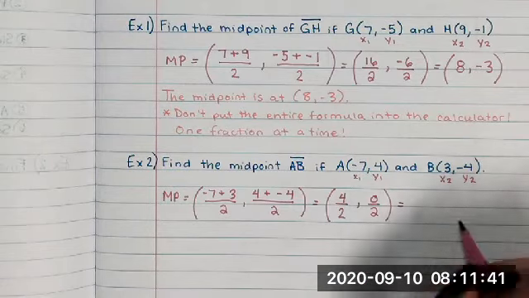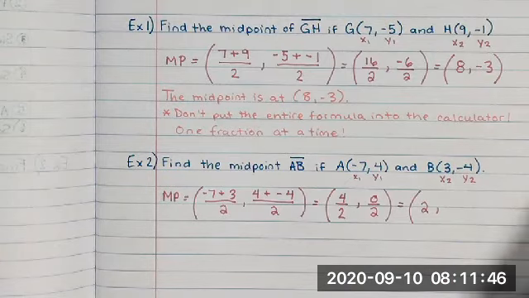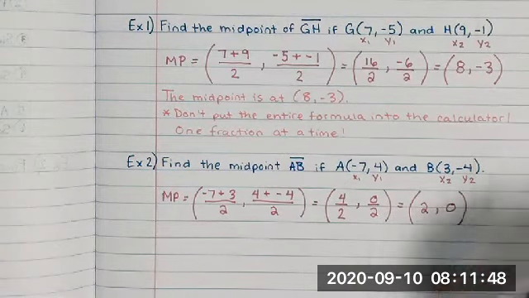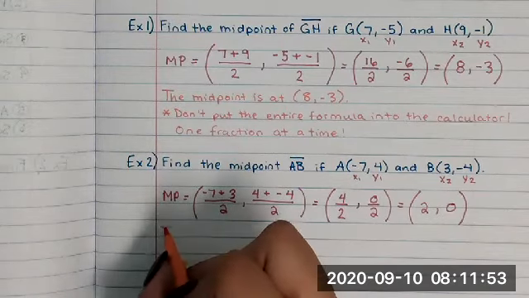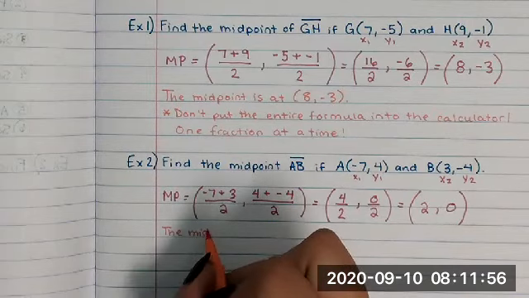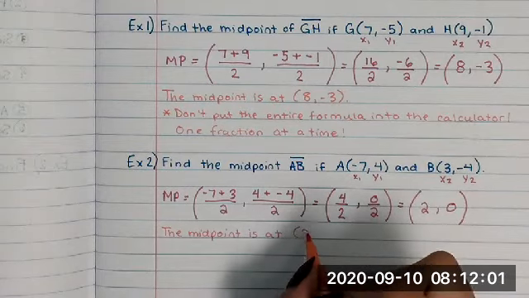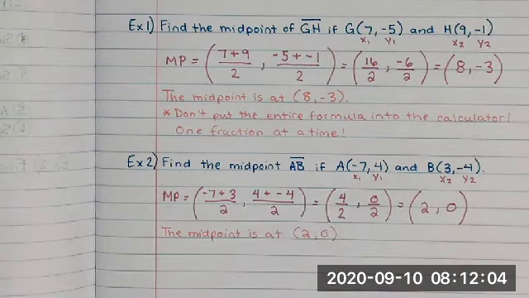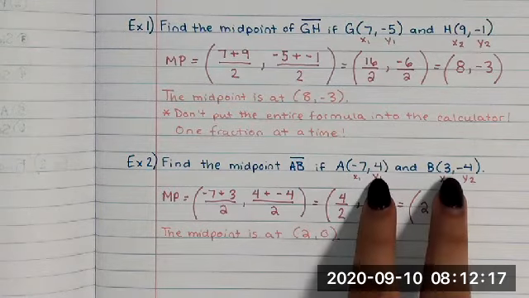Now all I have to do is divide. 4 divided by 2 is 2. And 0 divided by 2, well, that's 0. So here, the midpoint is at 2, 0. You don't always have to write that statement out. I just want to make sure we all understand what our answer means. That 2, 0 is the x and y coordinate of the midpoint between these 2 points.